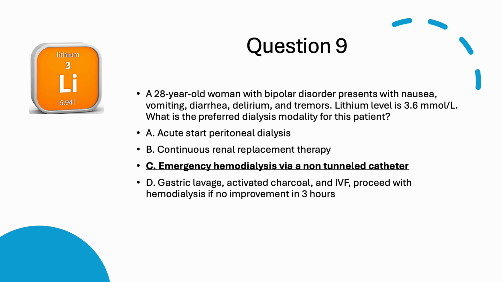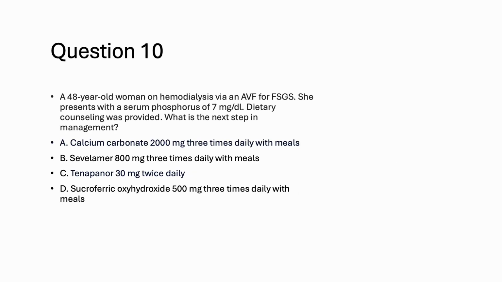Dialysis is life-saving in this patient. Okay, now moving on to the last question. A 48-year-old woman on hemodialysis via an arteriovenous fistula for focal segmental glomerulosclerosis. She presents with a serum phosphorus of 7 mg per deciliter. Dietary counseling regarding low phosphate diet was provided. What is the best next step in her management? A, you give a binder, calcium carbonate, 2,000 milligrams, like Tums, 4 of them, 3 times daily with meals, with food.